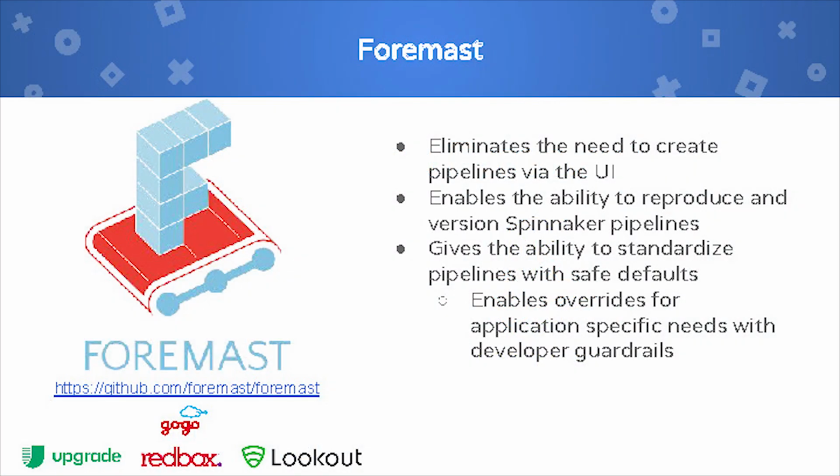So Foremast is an open source tool that eliminates the need to create pipelines in the UI. It's done through kind of piecing apart that JSON, and we'll touch on that. It enables the ability to reproduce and version your Spinnaker pipelines, because again, they're in Git. And it gives the ability to standardize pipelines with safe defaults. You can override application-specific needs with safe guardrails. You could say things like, in dev, no matter how hard you try, you can only have one server for cost cutting. In prod, you must have 3 servers for resiliency. Things like that you can kind of establish.